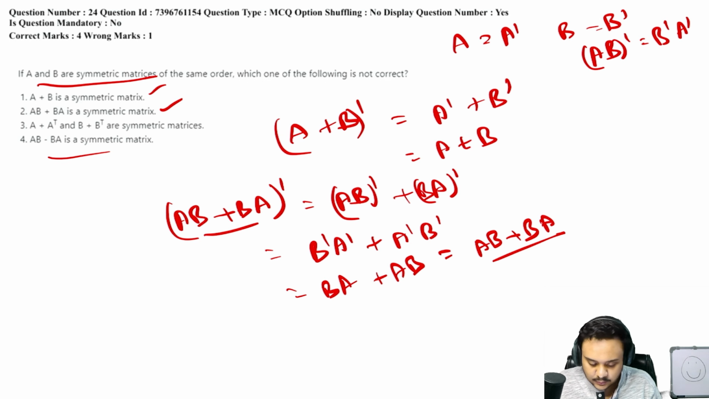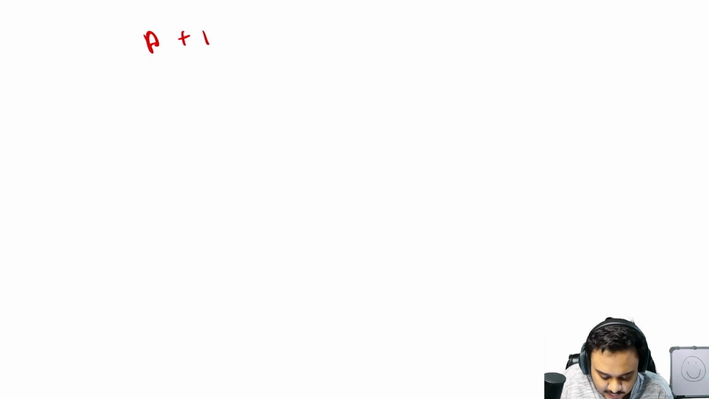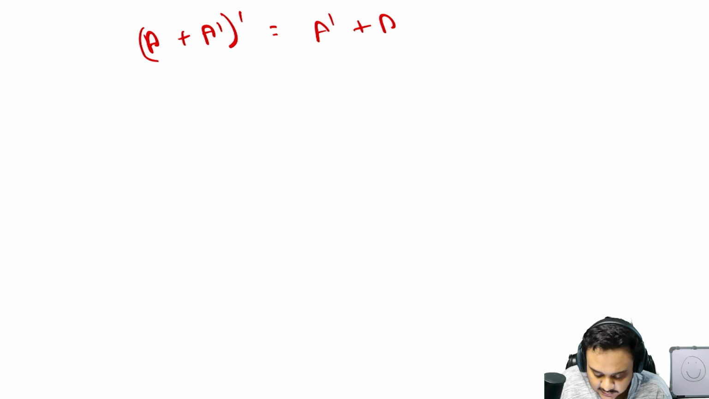Then if we take a new page, we are saying (A plus A transpose) whole transpose. So that is also just A transpose plus A. So that is the same thing again, same for B as well.